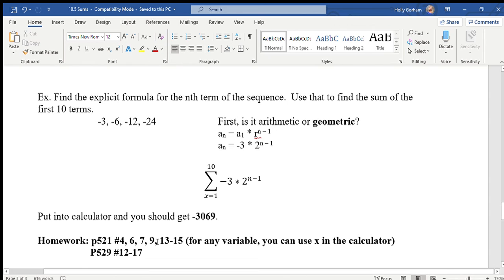Okay, so your homework is going to be on both page 521 and 529. And on 521 for 13 through 15, whatever variable you see, you can always just use x on the calculator. That won't matter.